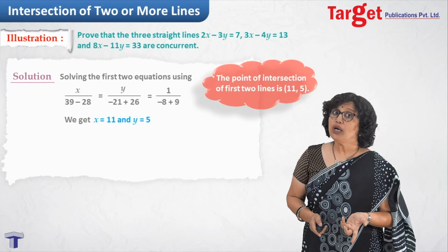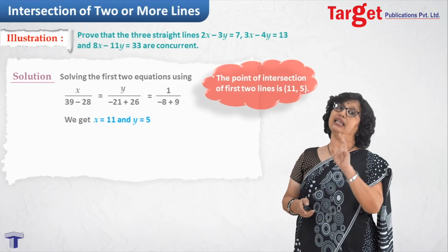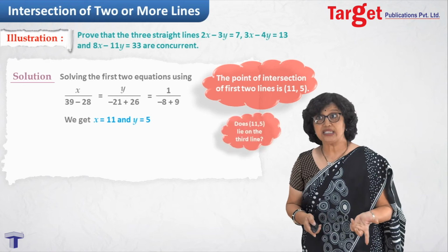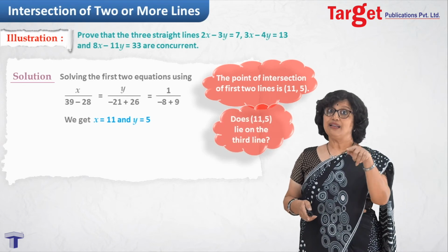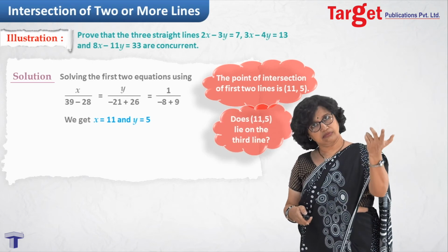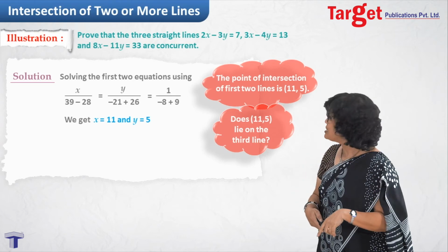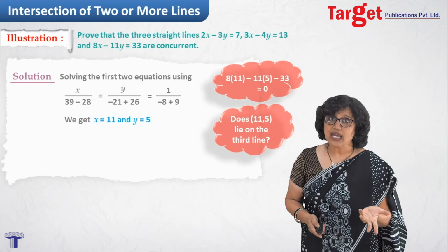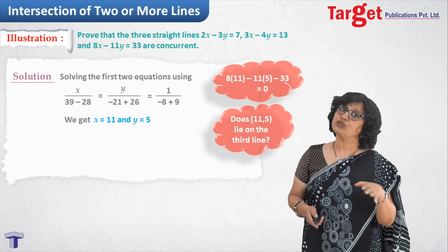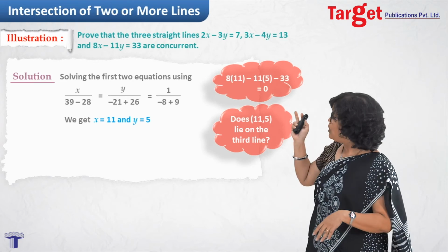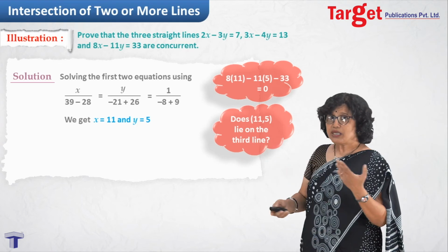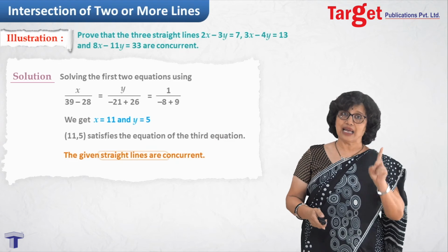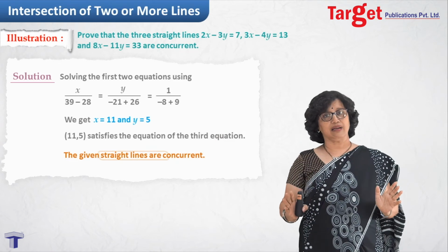And what do I have to do? If this x equal to 11 and y equal to 5, which is the point of intersection of the first two lines, satisfies the third, then that point is actually on the line. So does (11, 5) lie on the line? For that you will have to check. If you substitute (11, 5) in the third equation and you get the answer 0, that means that point is on the line. And hence we understand that those three lines are nothing but concurrent lines.